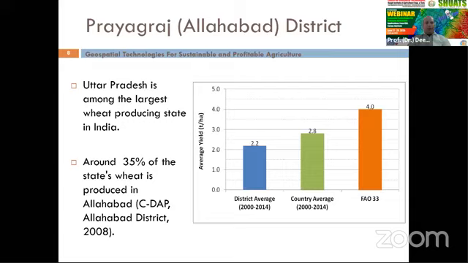So UP is among the largest, I could say top 2 or top 3 in the country, wheat producing states. And a major part of that wheat is also produced in Allahabad and surrounding districts. So this particular region is very important in wheat growing. And as we can see in the chart, the district average for 2000 to 2014 was 2.2 tons per hectare. And we are below the country average. These are all data available on the government side, 2.2, 2.8.